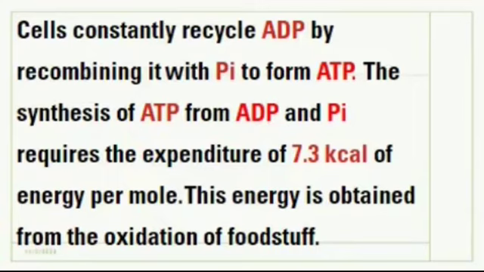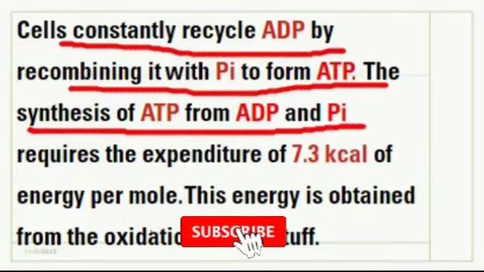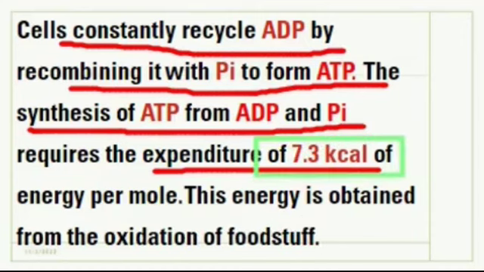Cells constantly recycle ADP by recombining it with Pi to form ATP. The synthesis of ATP from ADP requires the expenditure of 7.3 kilocalories of energy per mole.